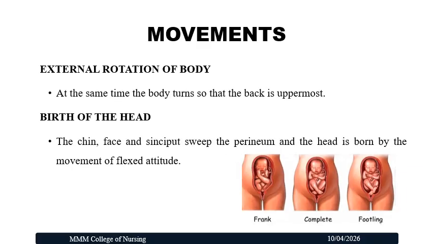Next movement is external rotation of the body. At the same time, the body turns slightly and the back becomes uppermost. Last movement is birth of the head. The chin, face and sinciput sweep the perineum and the head is born by the movement of flexed attitude.